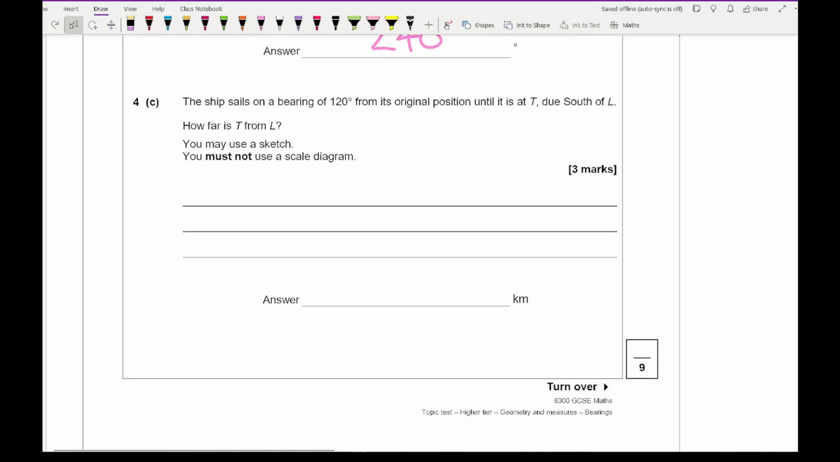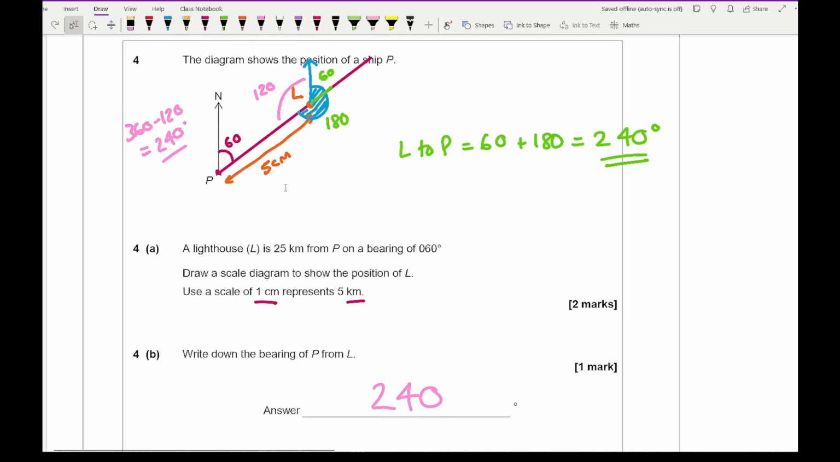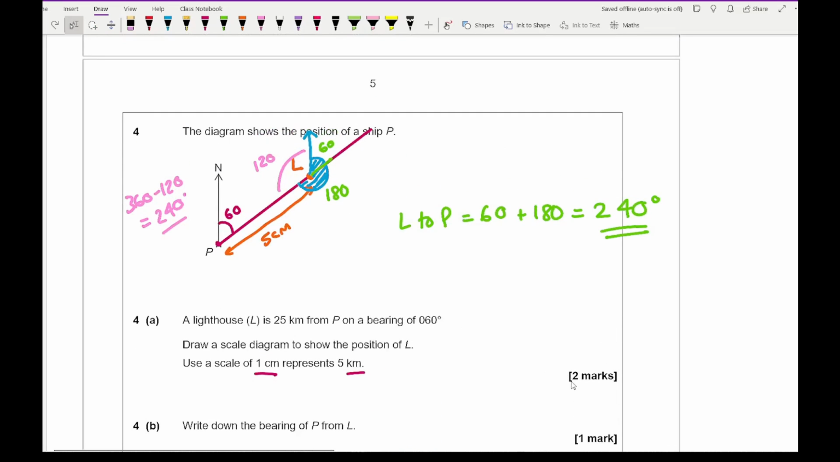Now looking at question 4c, it says a ship sails on a bearing of 120 degrees from its original position until it's at T, which is due south from L. How far is T from L? You must use a sketch, but must not use a scale diagram. So if we go back to the diagram, due south of L is somewhere along here. So it's along that dotted line.